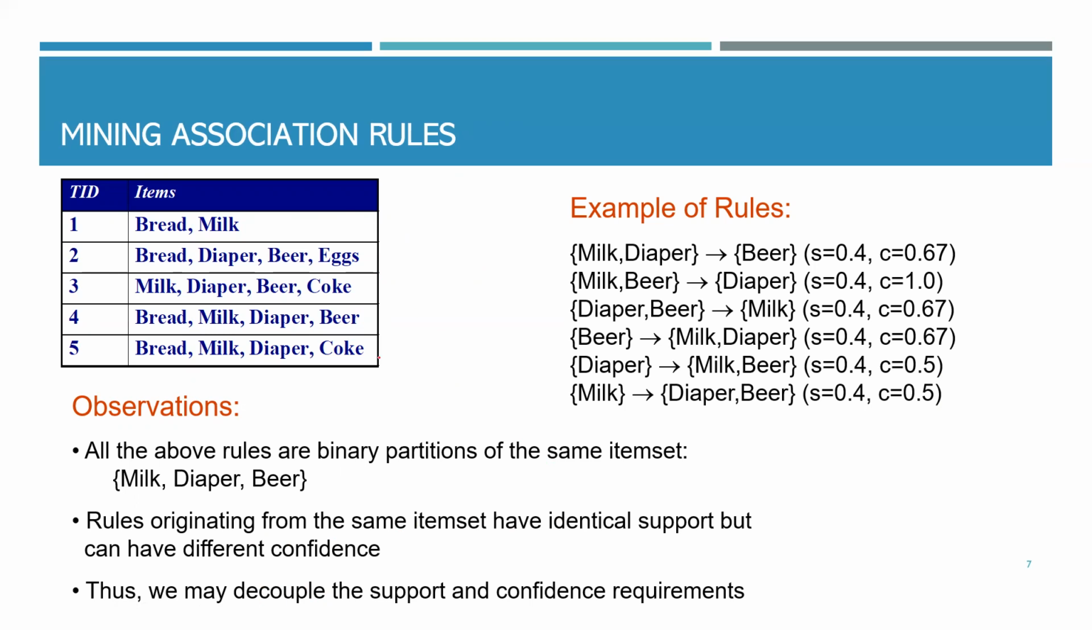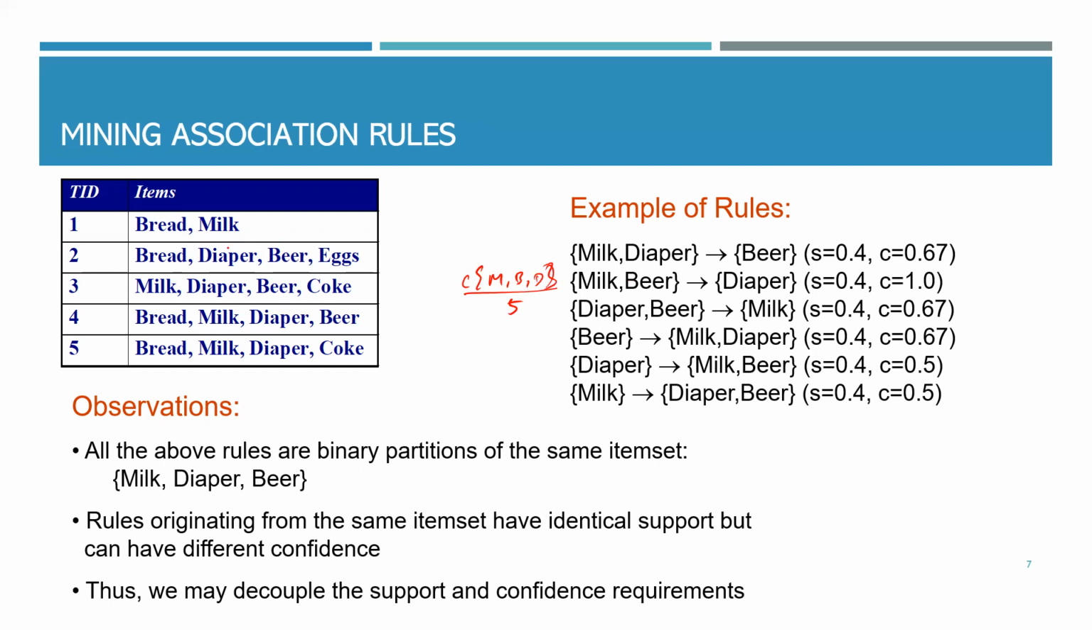This is an example of the rules. You can calculate, for example, milk and diaper, which we calculated before, milk, beer, diaper. So here the support is for milk, beer, and diaper. We calculate the support count of milk, beer, and diaper divided by the total transactions, 5.